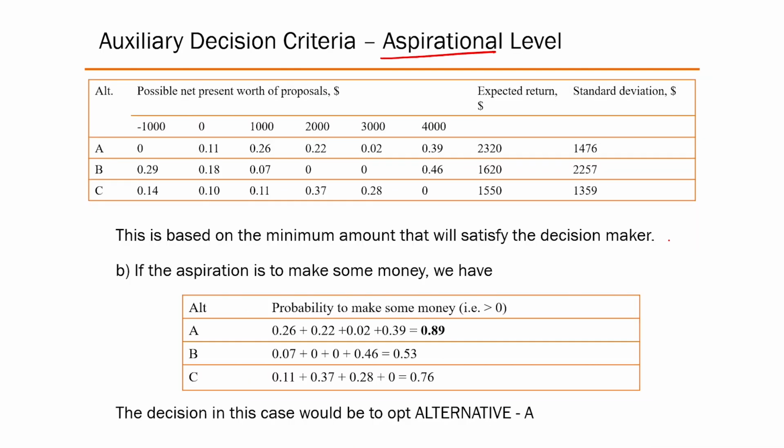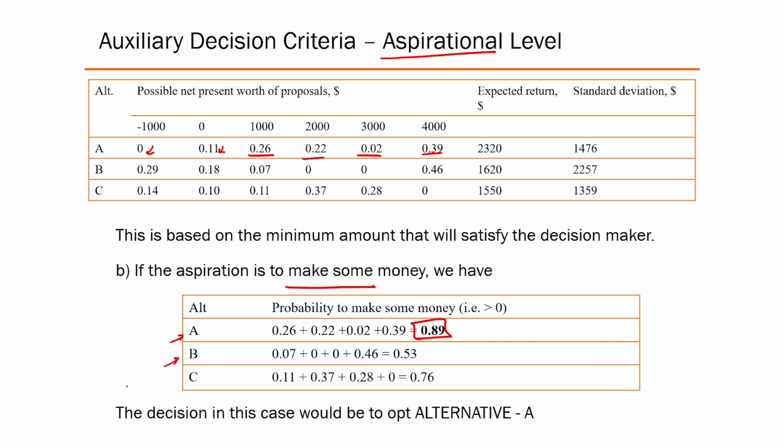For example, in this case, suppose there is a minimum amount that will satisfy the decision maker. If my aspiration is to make some money, it means the probability that this investment will give at least some positive return greater than 0. So for A, what is that probability? It's essentially 0.26, 0.22, 0.02 and 0.39, the summation of that. There's an 11% chance that you actually get 0 return, and there is a 0% chance that it will give you negative return. So for A, there's an 89% chance that it will have some worth which is greater than 0.